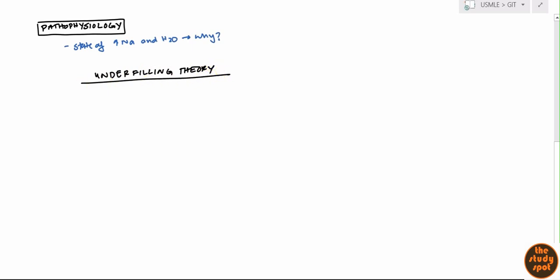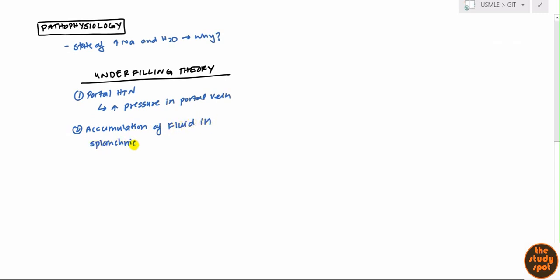Well, first you can have portal hypertension. As you know, the portal system drains from the small intestine and the large intestine into the liver. If you have portal hypertension, this increases the amount of pressure found in the portal vein, and that can lead to back pressure onto the splanchnic venous system, and this can lead to accumulation of fluid in the splanchnic veins. The splanchnic veins are the superior mesenteric vein, inferior mesenteric vein, etc. They all drain into the portal vein.